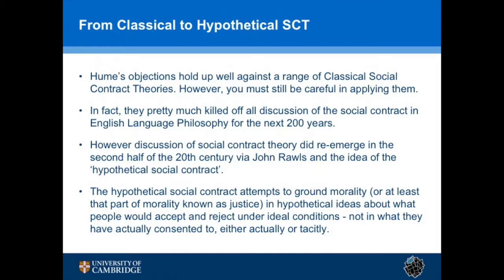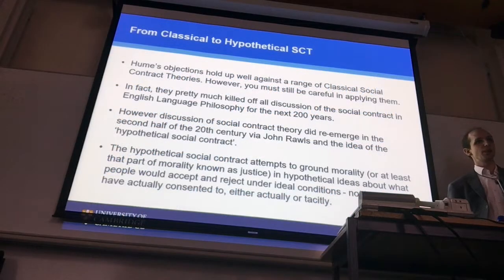In fact, they more or less buried all talk of the social contract within English political philosophy, at least, for about 200 years. Very few references to social contract theory. Burke is the obvious exception to that. But for about 200 years following Hume's publication of On the Original Contract, it is decisive. It also pretty much ends all discussion of the social contract as being the origin of political obligation. However, we will come to that shortly.